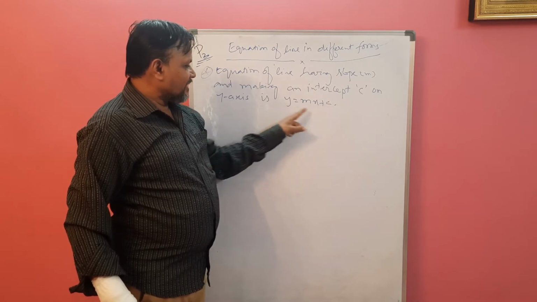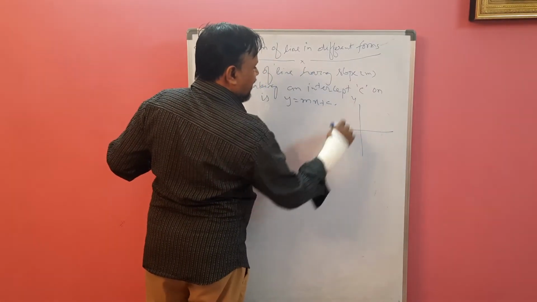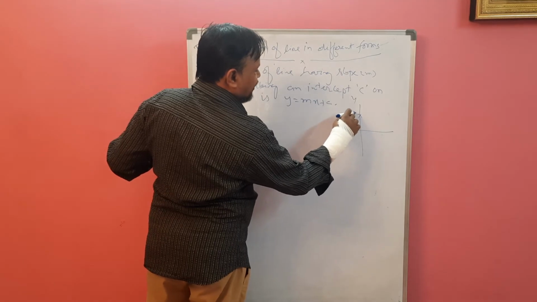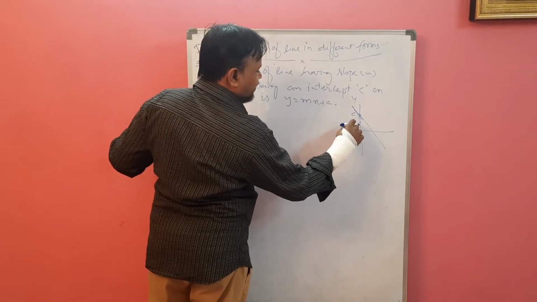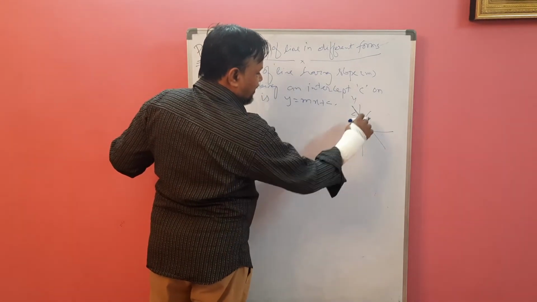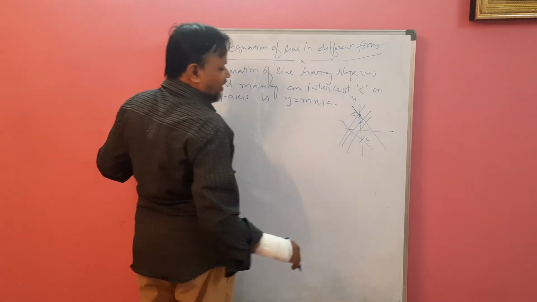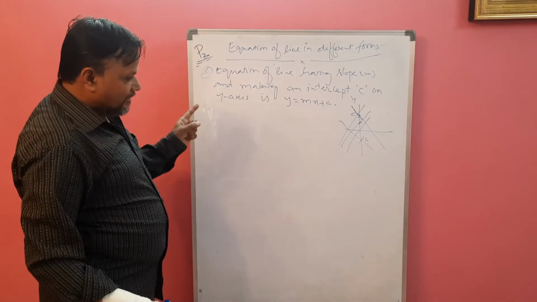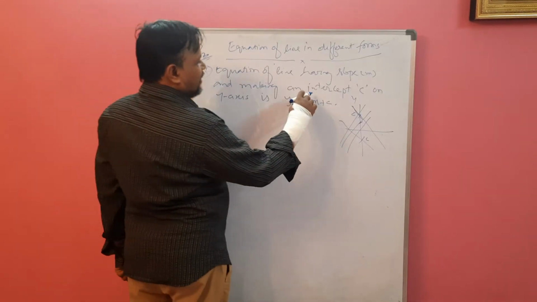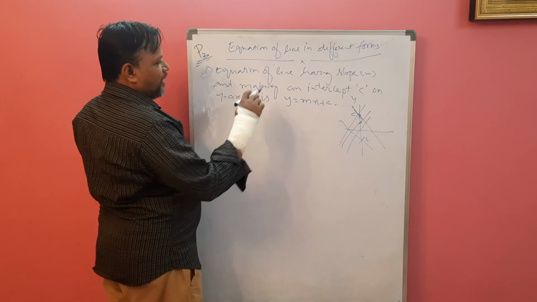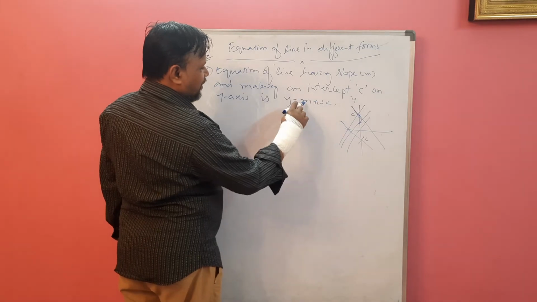Y-intercept means where this line cuts the y-axis. So this is your y-axis where c is. C is any point here. Suppose this is a line which passes through like this; anyway, it cuts the y-axis at c. So it is called the y-intercept. The intercept c is on y, which means the y-intercept value is c. In y = mx + c, c is the y-intercept and m is the slope.